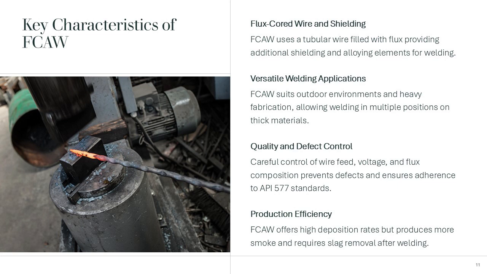However, FCAW can produce more smoke and requires slag removal. API 577 recommends careful control of wire feed, voltage, and flux composition to prevent defects such as slag inclusions and porosity. Proper inspection ensures compliance with quality standards.